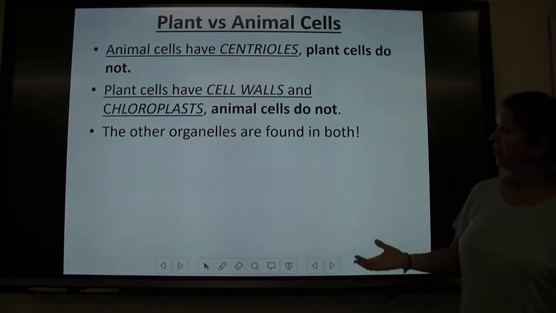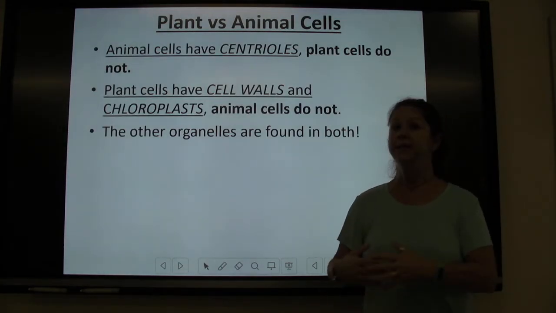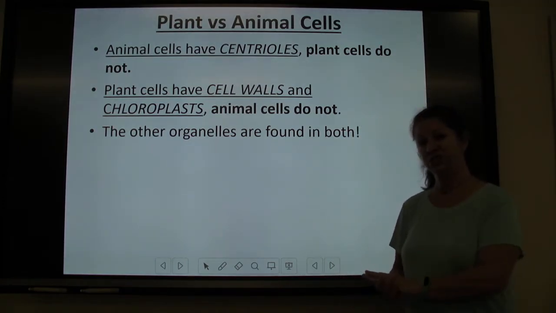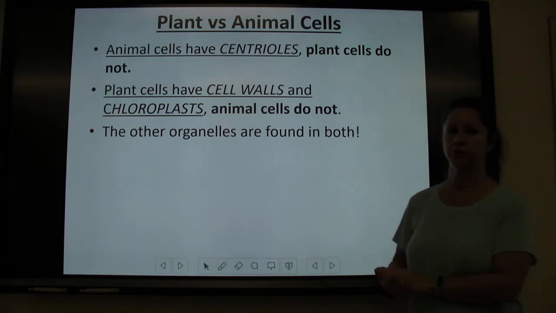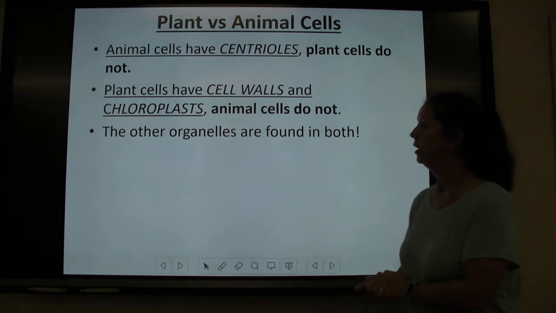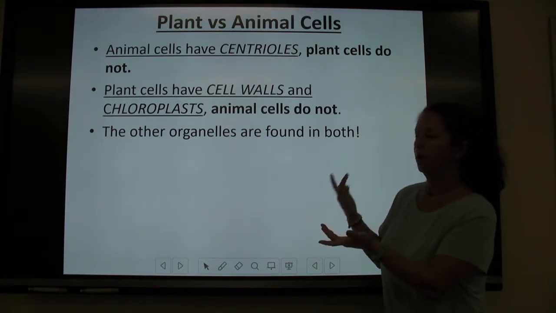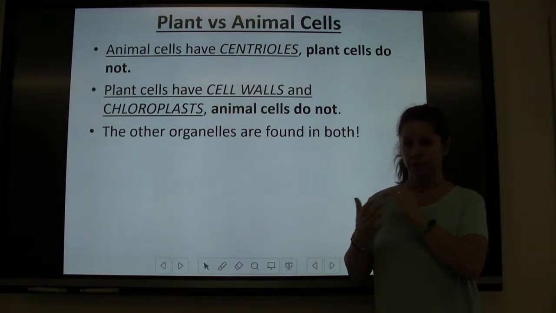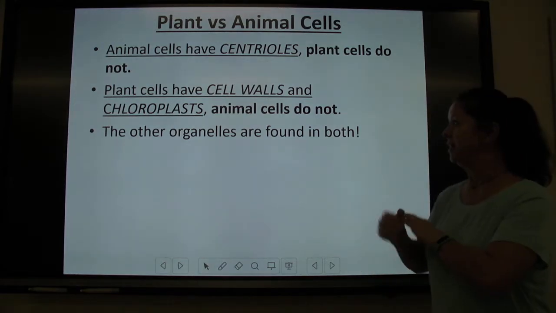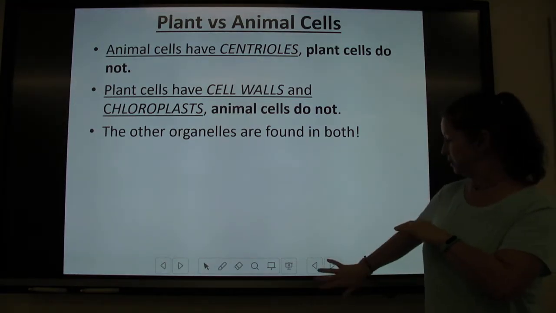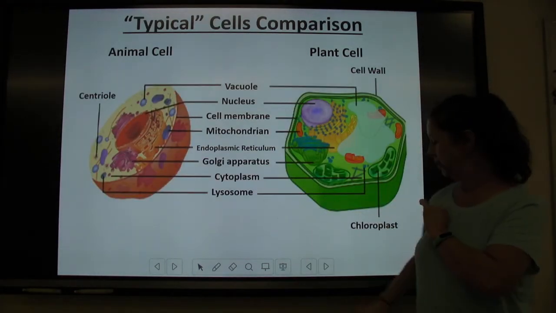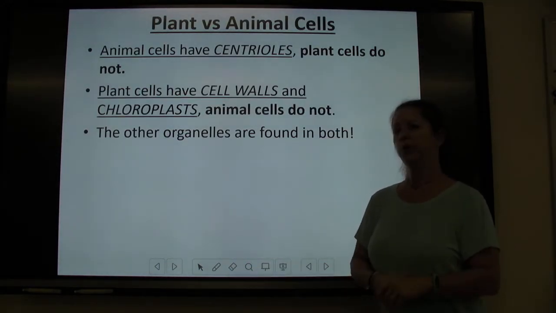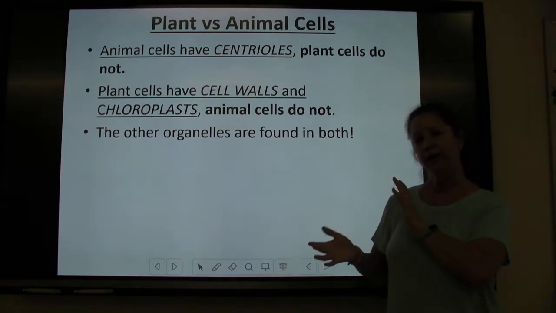So plant versus animal, these would be considered typical cells. Animal cells have centrioles, while plant cells do not. That's what's different about them. Plant cells have cell walls and chloroplasts, while animal cells do not. That's what makes them a little different. And the other organelles that were listed, those in the middle, again, the other organelles are found in both. So again, these are typical organelles.